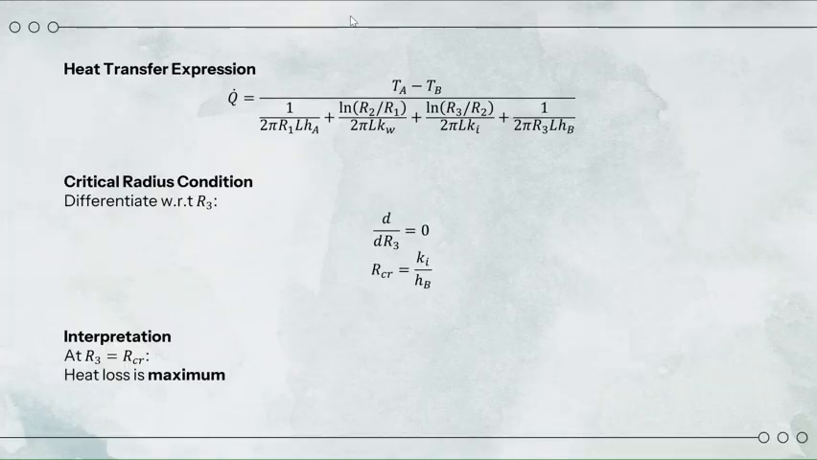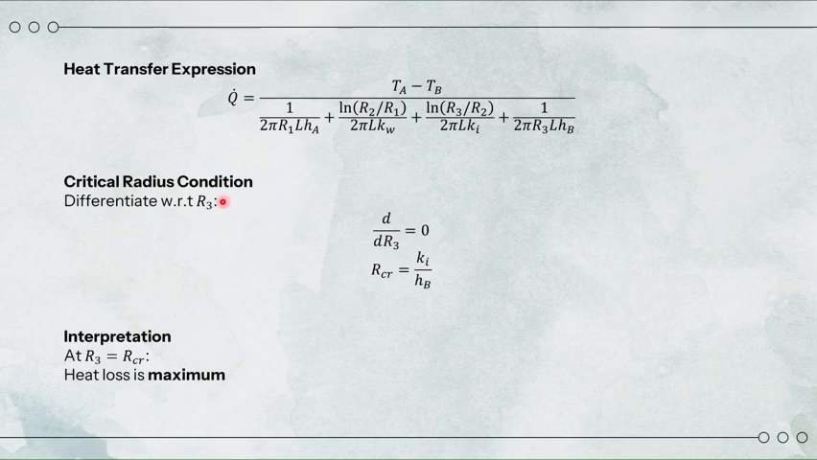We will first write the overall heat transfer expression and assume the whole term in the denominator to be x. Instead of assuming the whole denominator to be x, we will assume these two terms to be x and differentiate x with respect to R3 so that we can get the critical condition.